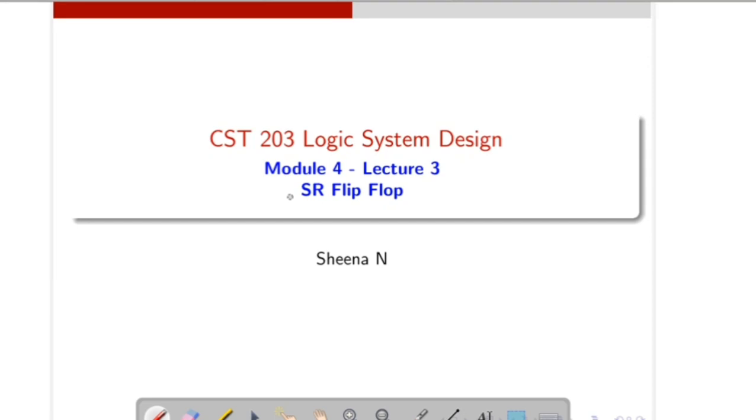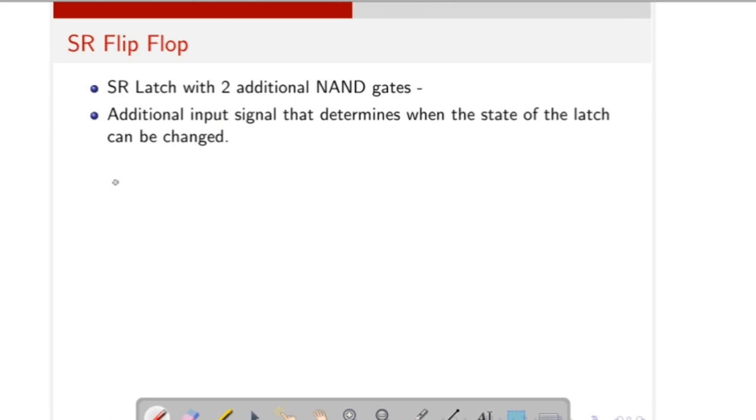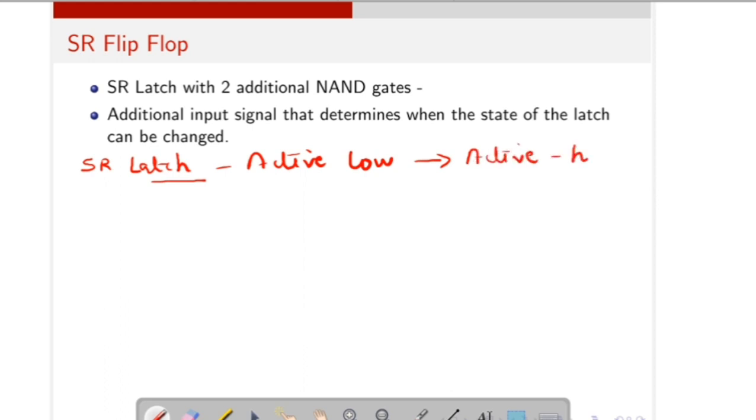Hi students, in this video we will study SR flip-flop. Do you know what an SR latch is? Active low SR latch is constructed with NAND gates. Then this active low SR latch is converted to an active high SR latch by inserting inverters at the input. That means the input is complemented and given to the NAND gates. Then it becomes an active high SR latch.